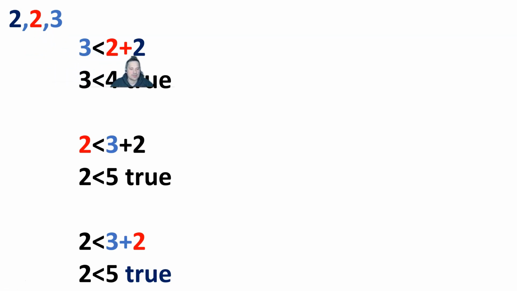Is 3 less than 2 plus 2? Well, in other words, what it's saying is 3 less than 4. That's clearly true. Next one on the bottom. Is 2 less than 3 plus 2? Well, it's 2 less than 5. That's what it's saying. That is clearly true.